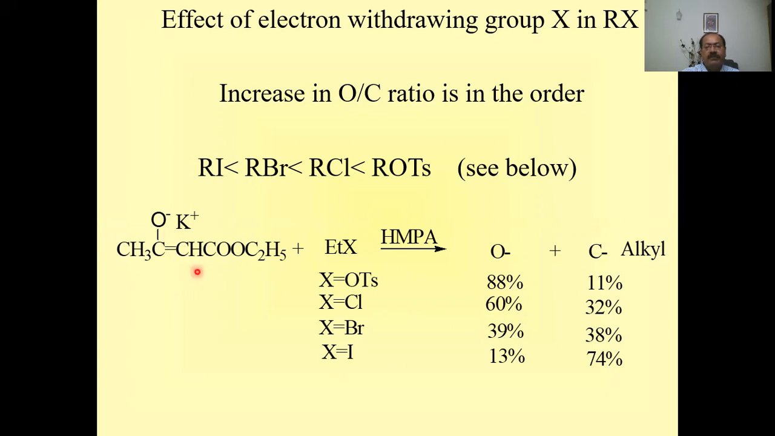What happens? In protic solvents, the protic solvent undergoes hydrogen bonding with the oxygen end. And thus this negative charge of oxygen gets distributed and therefore is not available for attack as easily. And the reaction mainly proceeds via C.